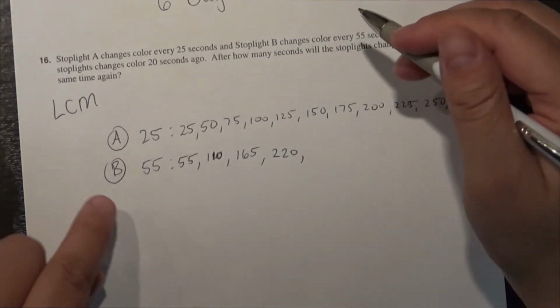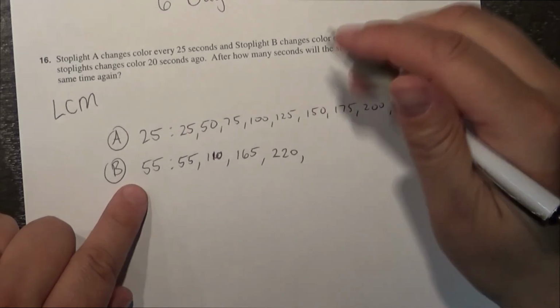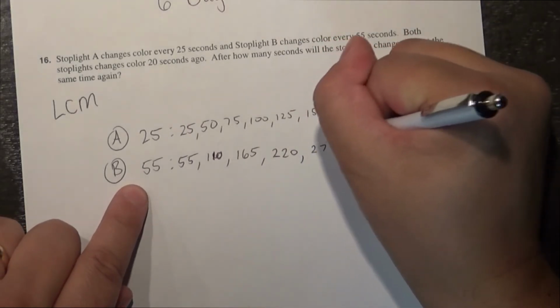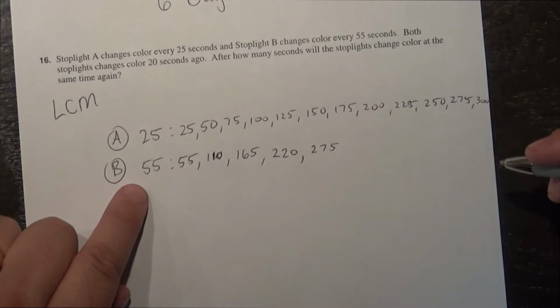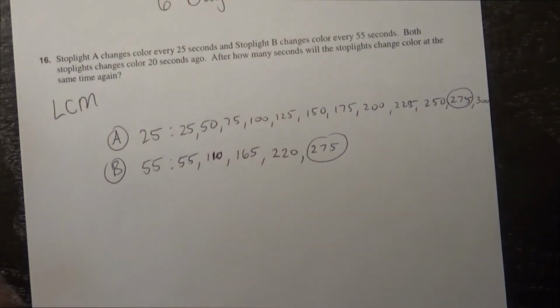Yikes. See, again, these bigger numbers are starting to get me. 220 plus 55, that's going to be 275. Ooh, I think I've got myself a winner. Look at this, 275 and 275. They are the only common multiples I found, and they just happen to be the least common multiples.